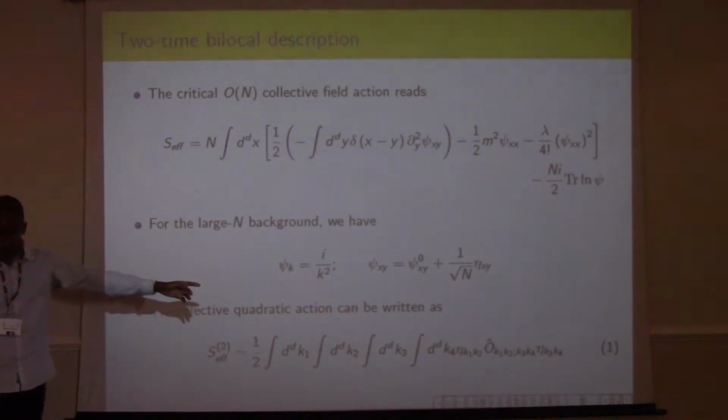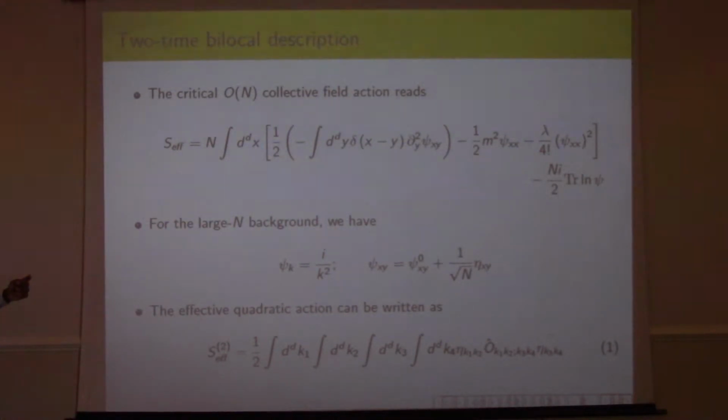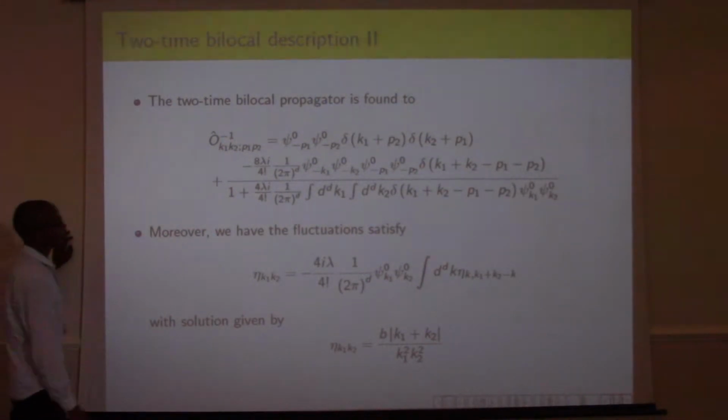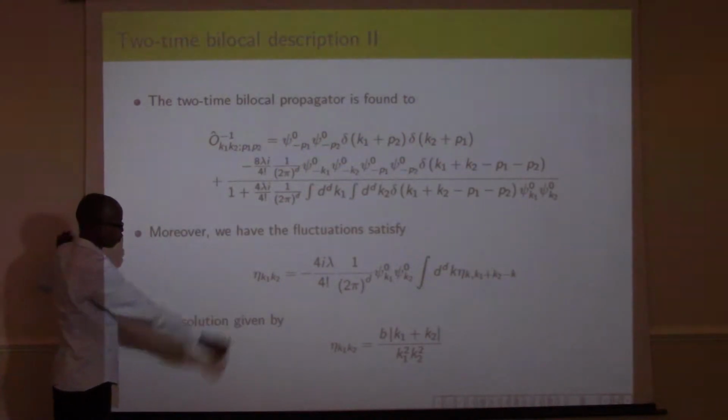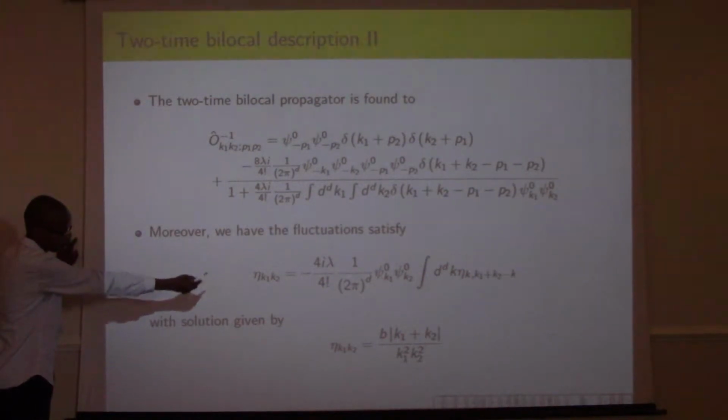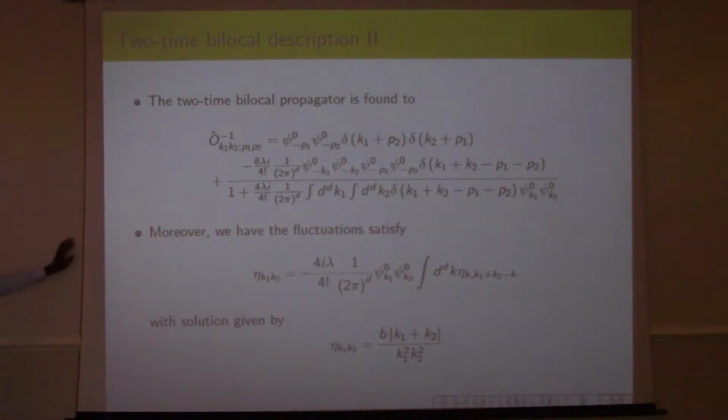It will be written in terms of some operator. Our goal then was to try to invert that operator. Once we invert that operator, we find that the two-time bilocal propagator is given by that form. And another thing that we found is that the fluctuations obey an equation like that, and that was the solution that we got.